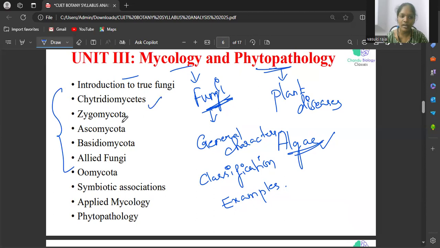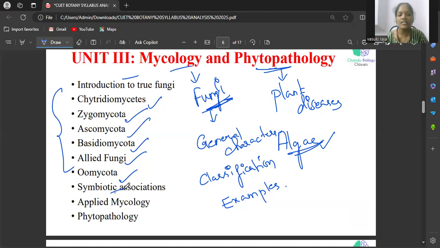And we have different classes under this kingdom fungi. One is chytridiomycetes, zygomycota, ascomycota, basidiomycota, allied fungi, oomycota. Okay, so these are all the classes under the fungi. We have to read this with the examples, and you have to understand how each class varies from the other classes. So all the differences are very important. We should not leave it.